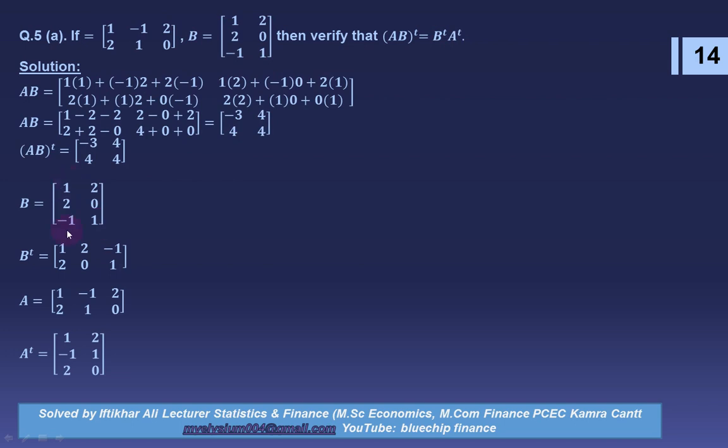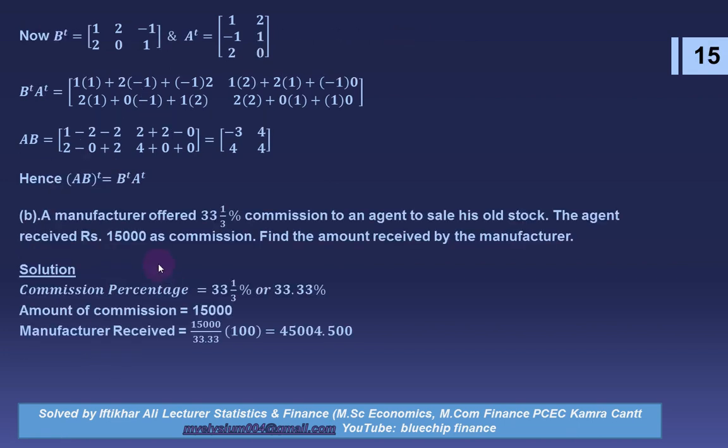The first column will become the first row and the second column will become the second row. It will be equal to B transpose. So A transpose, in the same way we can take A transpose after changing the order, and then here we will multiply these two. The method of multiplication is the same as we discussed before: first row multiplied by first column, 1 multiplied by 1 plus 2 multiplied by minus 1 plus minus 1 multiplied by 2, and then first row multiplied by second column, which is given here.